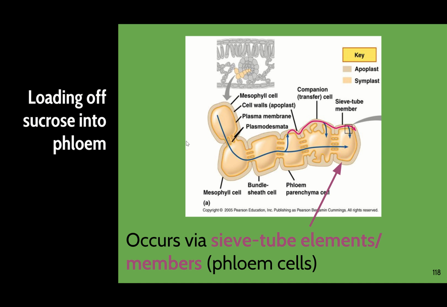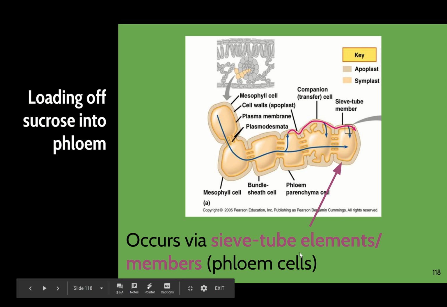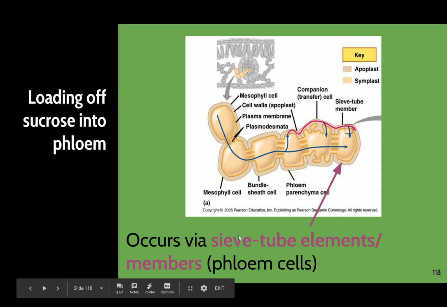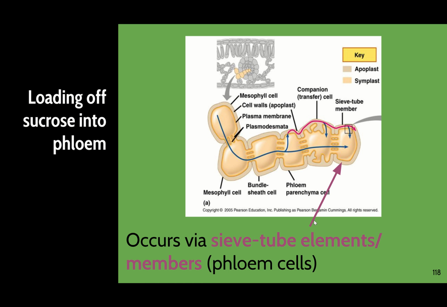And this loading of sugars from source to sink occurs in the sieve tube elements or members in the phloem cells. So these are basically the vascular cylinders of the phloem cells. It's the sieve tube element. So that's this cell right here in this image. It's the one that the purple arrow is pointing to. These are going to be our phloem cells.